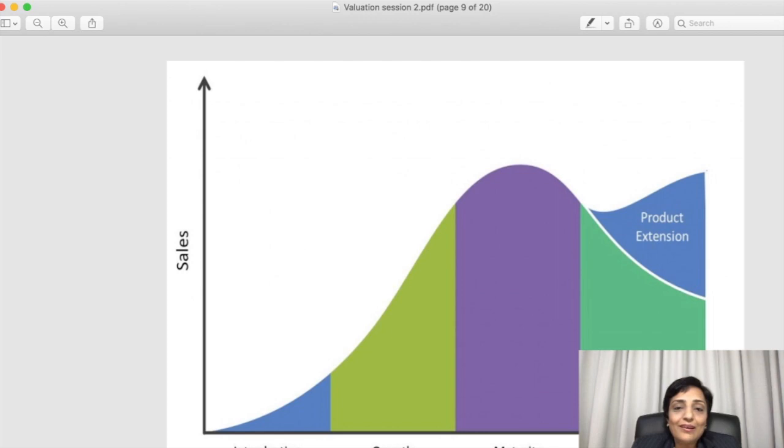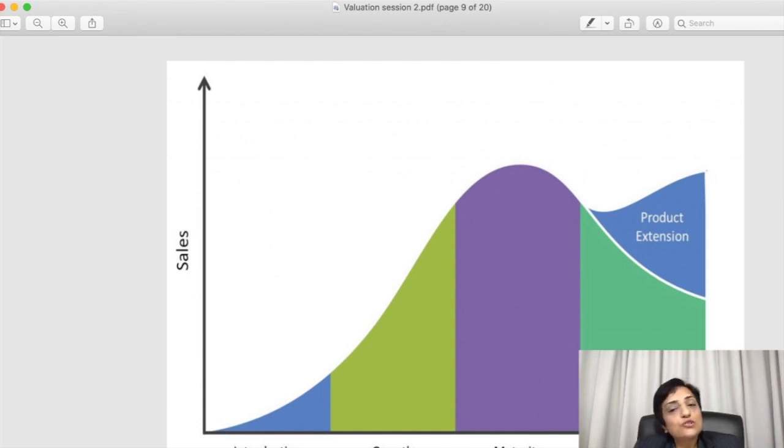But when the company that we are looking at, the valuations, if that is in the matured stage, then the growth projections that we estimate, the projection that we take into account cannot be very high. So we have to be mindful about the industry's stage.